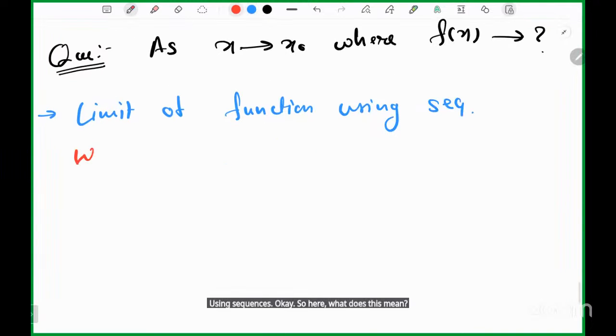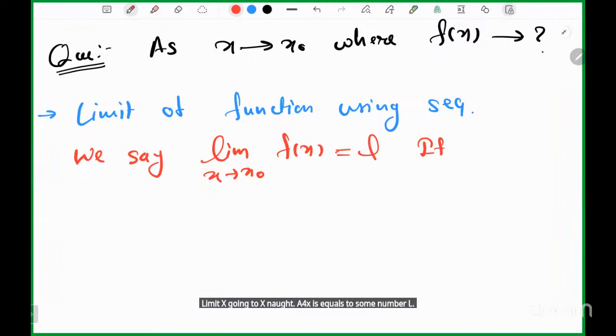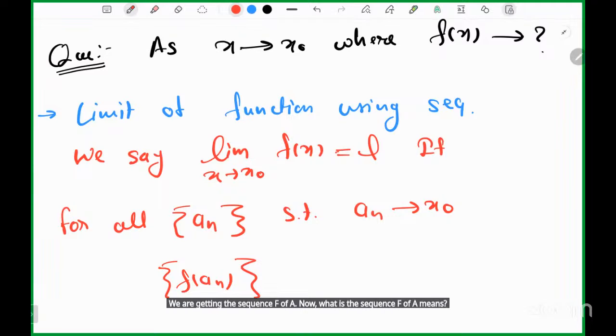So we say limit x going to x naught, f of x is equal to some number L if for all sequences an such that an is converging to x naught, we are getting the sequence f of an. Now what does the sequence f of an mean? You are applying the function f on each term of the sequence. First you apply f on a1, then f of a2 and f of a3 and so on. In this way, whatever sequence you get, that sequence is your f of an.